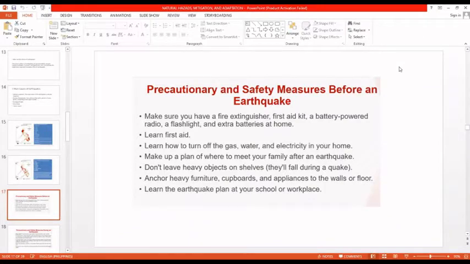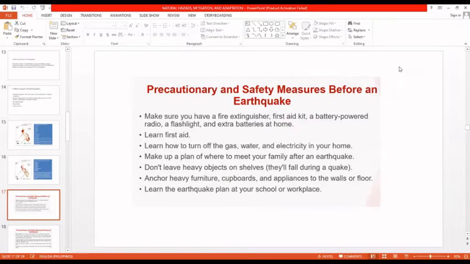So number one, make sure you have a fire extinguisher. A first aid kit, basically kahit hindi lindol yung pinaghahandaan natin, di ba? Dapat meron talaga tayong first aid kit. A battery powered radio, a flashlight, and an extra battery.